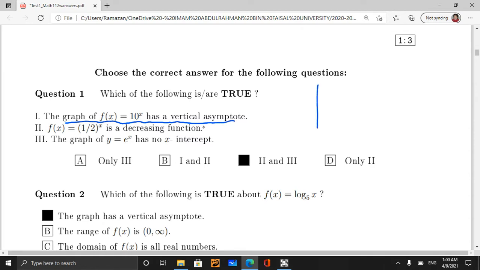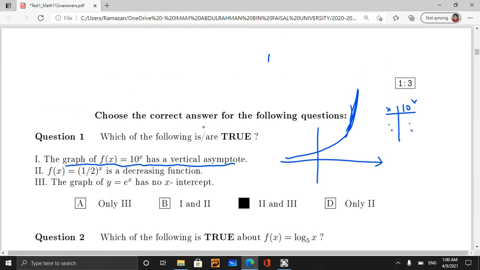Okay, let's try to graph this one. So 10^(2x) has this type of behavior. You can also check it from the table. If you put some values here, you will see them. And it doesn't have a vertical asymptote. The vertical asymptote means something like this here. If this is a vertical asymptote, the function behaves like this or like this. But we don't have such a situation here, so it doesn't have a vertical asymptote.